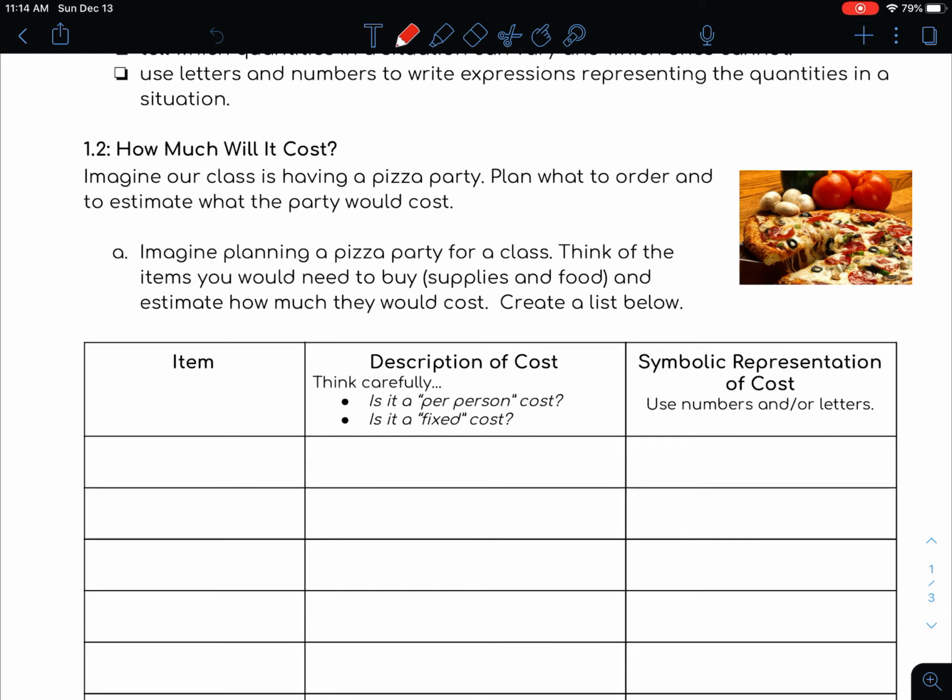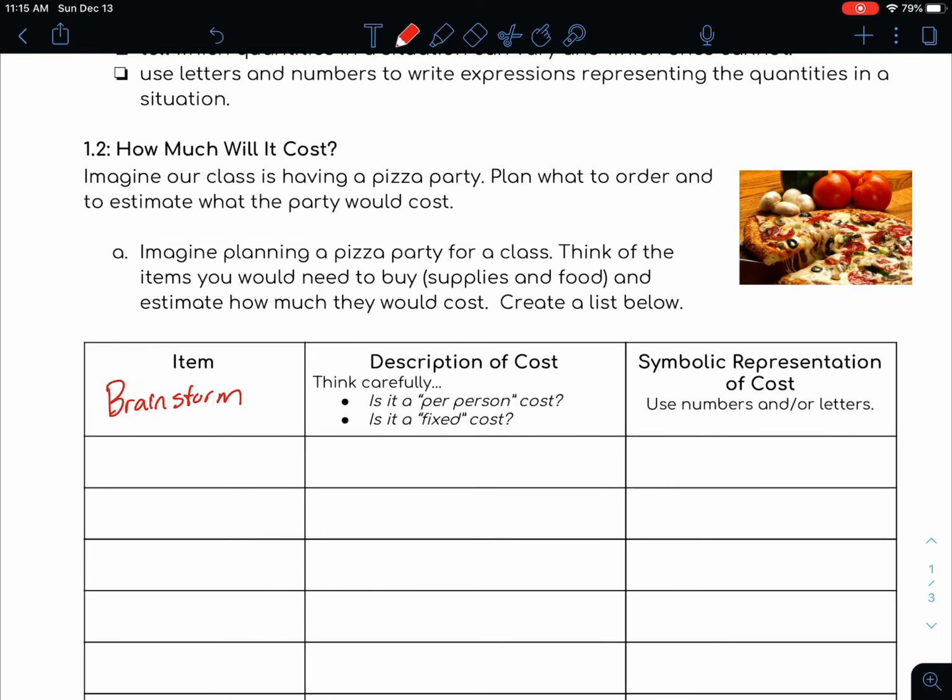So the first thing that we're going to do, and if you were in class, that we were doing some brainstorming of this, and that is that we are going to imagine our class having a pizza party and plan what to order, and to do an estimate for what that party would cost. So just think about that right now. If we were all together planning a pizza party, how nice that would be. And think of the items you would need to buy, the supplies and the food, and estimate how much they would cost. So right here, this is just a brainstorm.